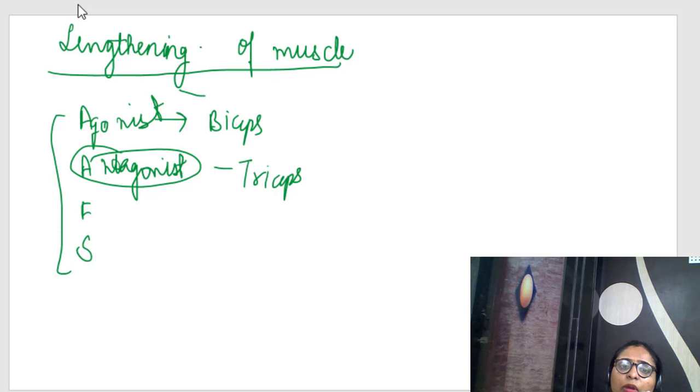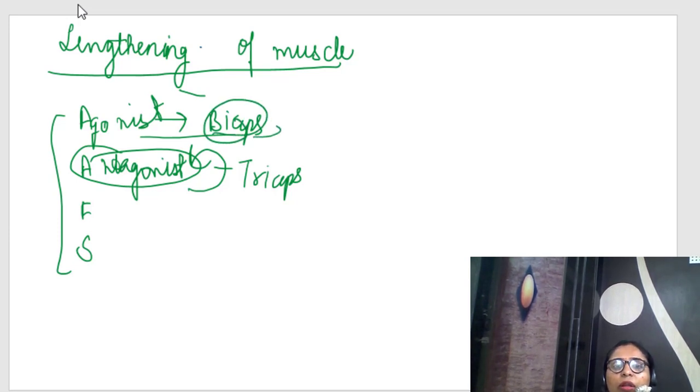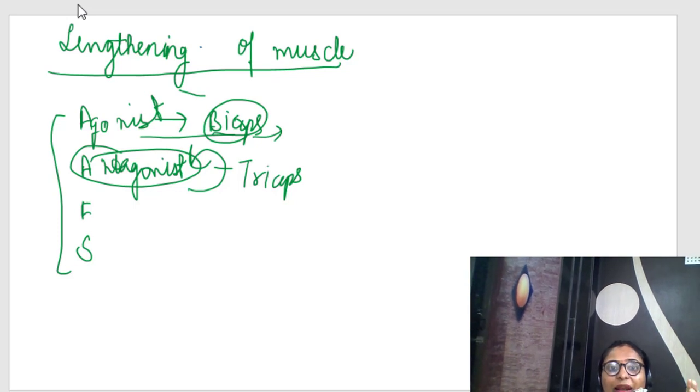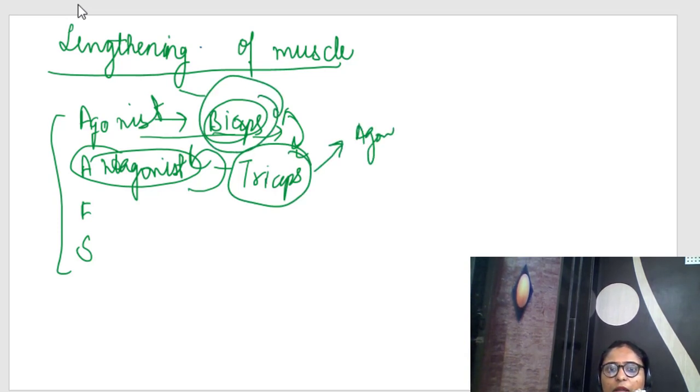So if I have to lengthen the biceps because the biceps is stiff, what will I do? I will contract the antagonist. If the antagonists are contracting, obviously the biceps will be relaxed, or they contract in a lengthening way. Means they are not contracting, they are lengthening, doing their function by lengthening and controlling the triceps. They take the opposite action. If I contract the triceps, then the triceps will be the agonist and the biceps will be the antagonist. So the lengthening of the muscle will occur in this fashion. Clear?